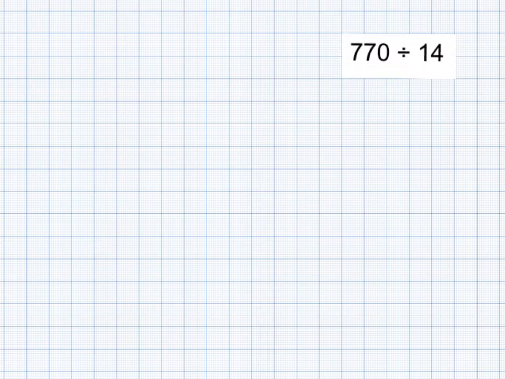So what is the divisor and what is the dividend? The dividend is what's being divided up. So we would say 770 divided by 14. And then I'm going to just go ahead and put my decimal here, just in case. And I'm going to put a 0, just in case.